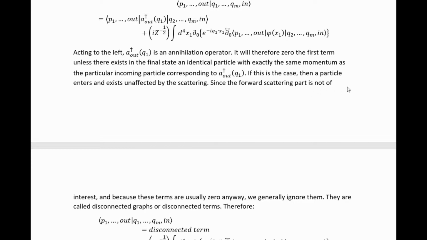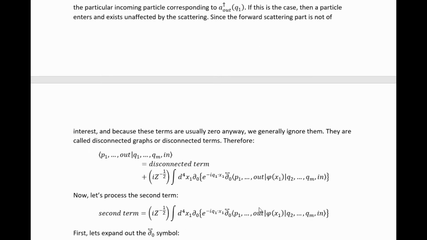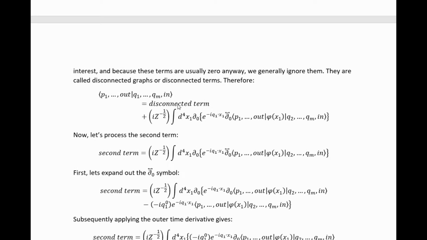Since the forward scattering part is not of interest, and because these terms are usually zero anyway, we generally ignore them. They are called disconnected graphs or disconnected terms. So we'll forget the mathematical form of them and just recognize that they're there with the words disconnected term.